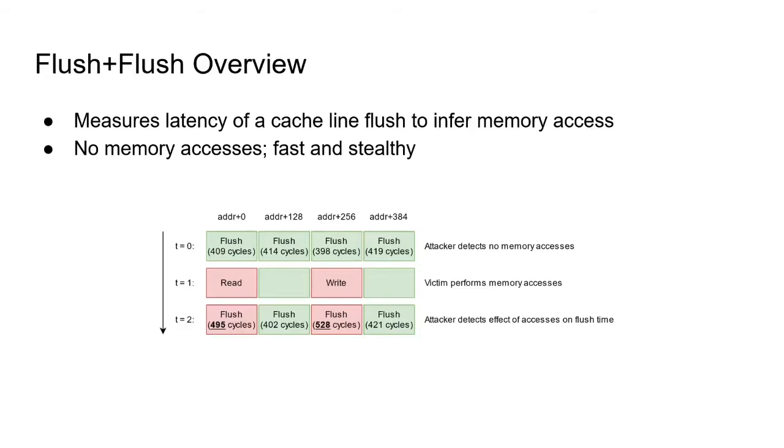Flush+Flush works by measuring the latency of a cache line flush to determine whether a memory region has been accessed recently. Since it doesn't make any memory accesses, it's fast and stealthy. This diagram visualizes the principle of the attack.